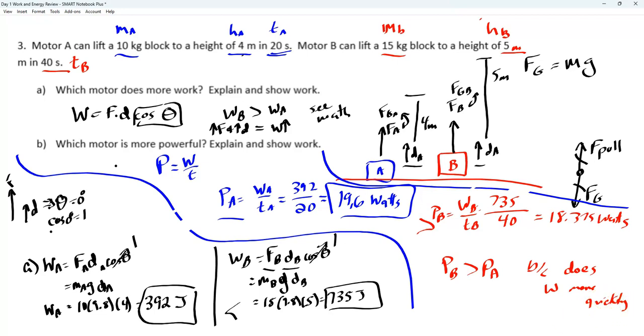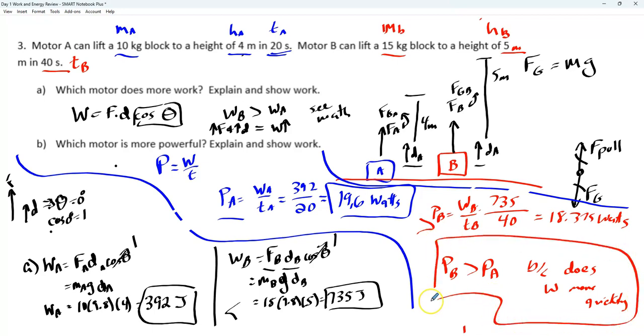It takes about twice the time to only go 1 meter more. So it's doing the work faster, which makes it more powerful. So those are your two answers to problem number 3 here that deals with work and power. A little bit over the 30-second threshold, but not too bad.